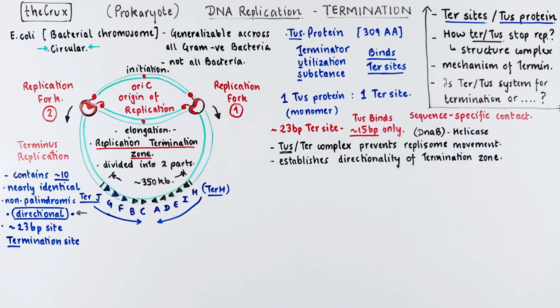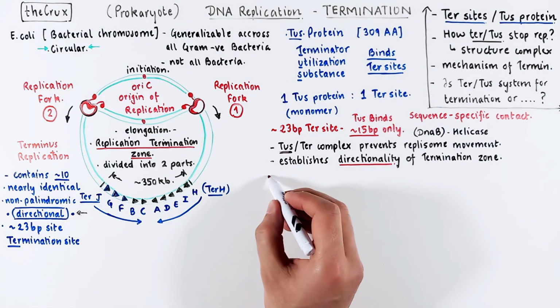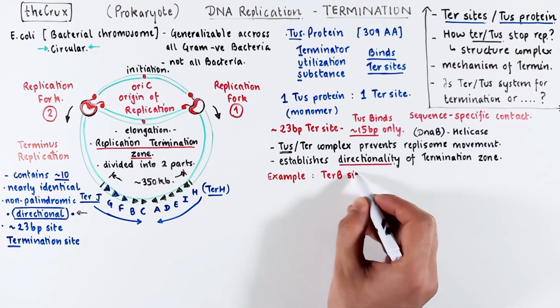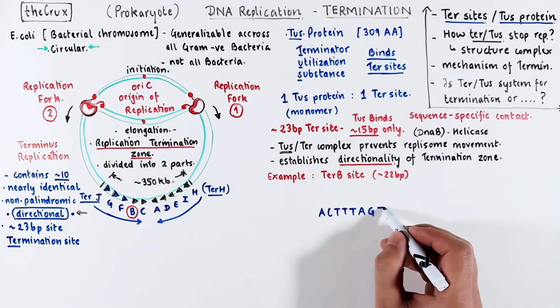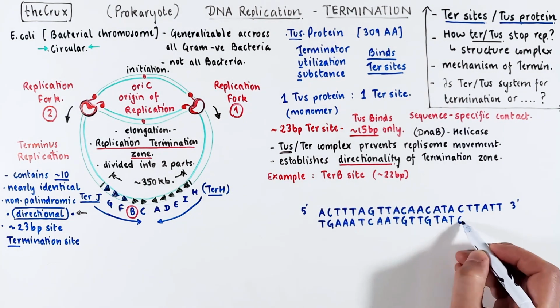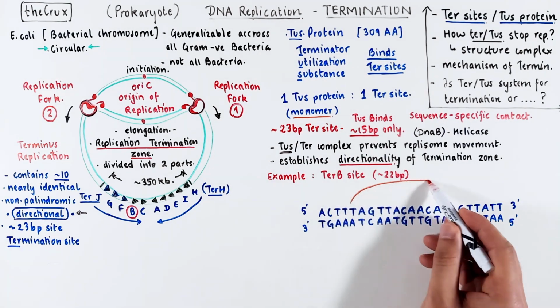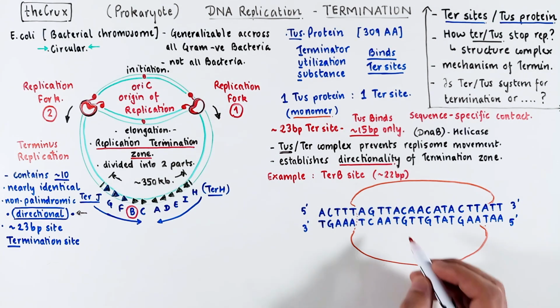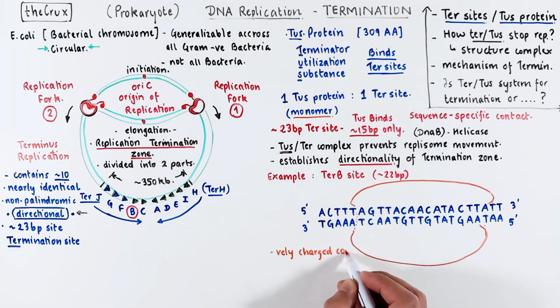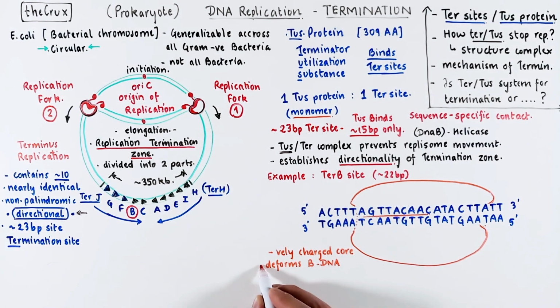Let's understand this concept of directionality via an example, and I will take Ter-B as the explanation. Ter-B is about 22 bases in length, and here's the complete sequence of the Ter-B. Now onto this DNA site, one Tus protein will bind, and it will bind only at about 15 bases out of these 22 bases. The core of Tus protein has negatively charged beta sheets that deform the typical B-DNA conformation. And this allows access into the minor and the major grooves. And this is where the sequence-specific binding occurs.